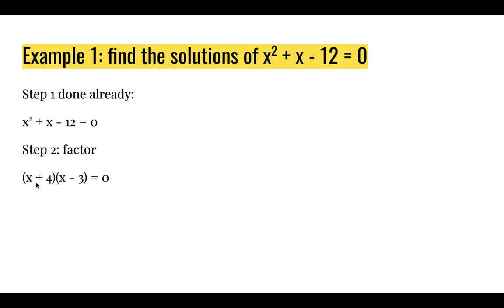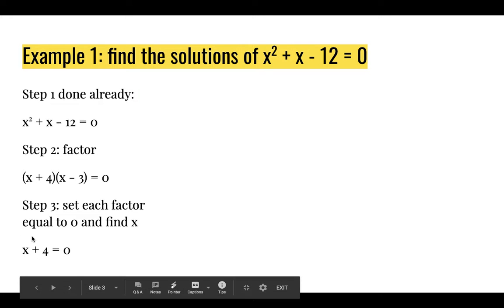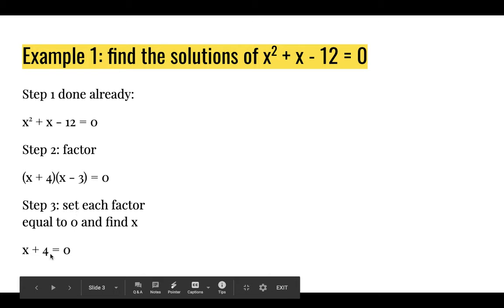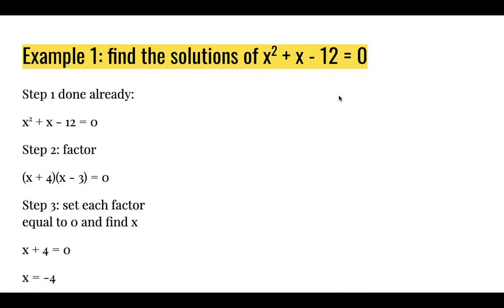So the next step is to set each of our factors, so our binomials, equal to 0 and solve for x. So we're going to do this one first. You're going to set x plus 4 equal to 0. So basically this is saying, what does x have to be to make this factor 0 so that this equation becomes true? Well, if we rearrange this, x is equal to negative 4, because if I add negative 4 and positive 4, I get 0. So that's one of my roots, one of my solutions.